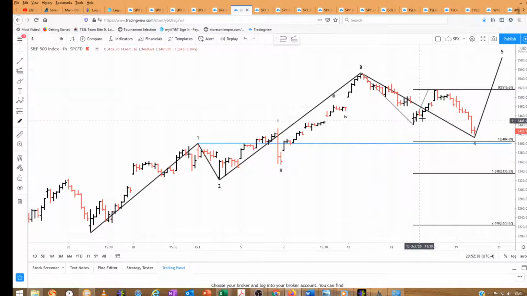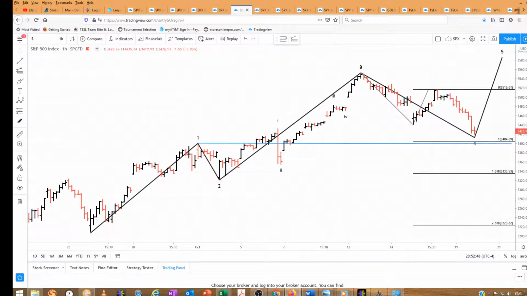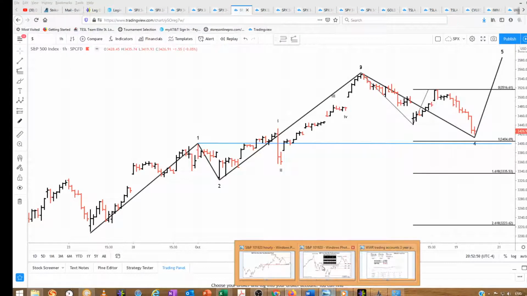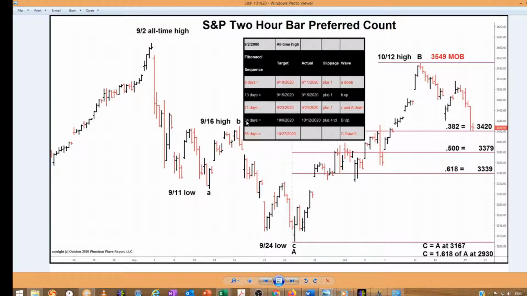If the market is to go to new highs or to stay, we've got to make our break on the other end up here at the October 12th high. I'll get into that with how we did our primary preferred count and our alternate count. We want to get into this Fibonacci time sequence too.